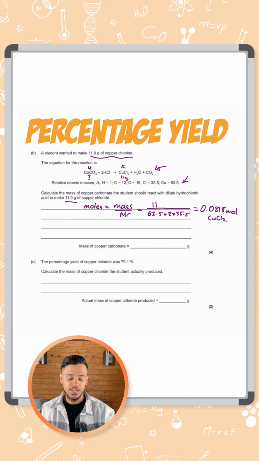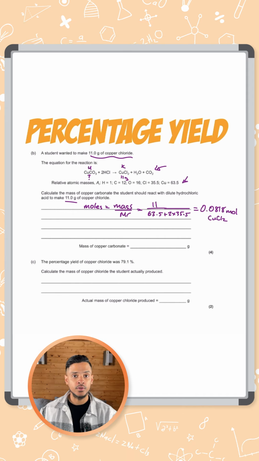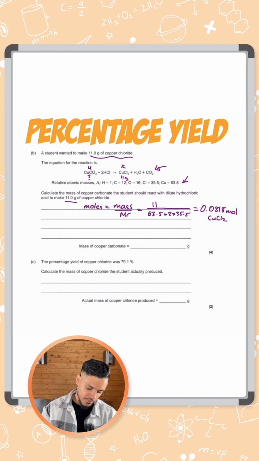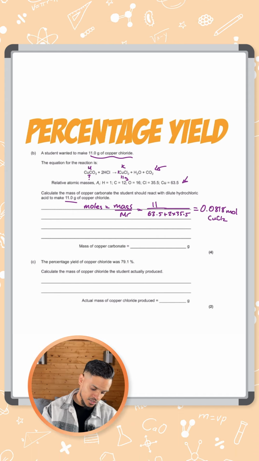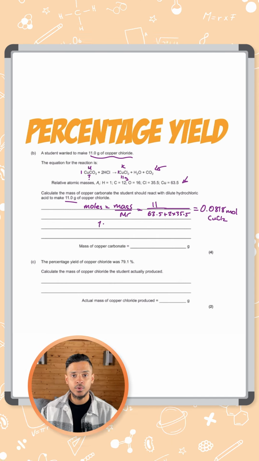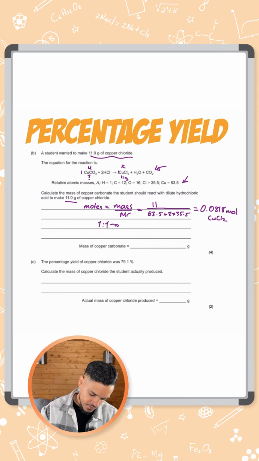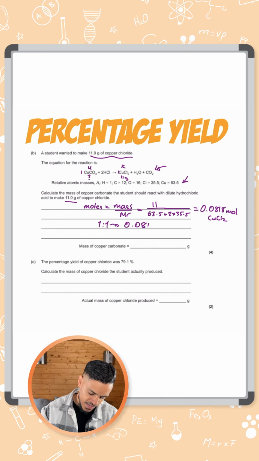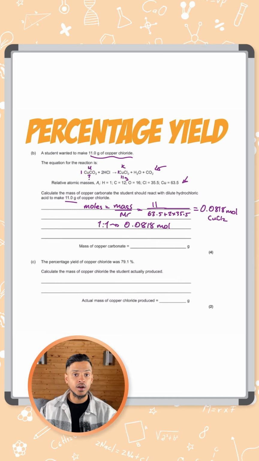Now, next stage is to get from your known to the unknown. So for this, we're going to look at the ratio. The ratio is a 1-to-1 ratio because neither of them have a number in front of them. So that's going to be a 1-to-1 ratio, which means we have 0.0818 moles of copper carbonate too.